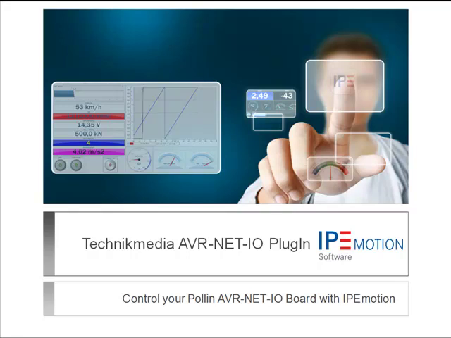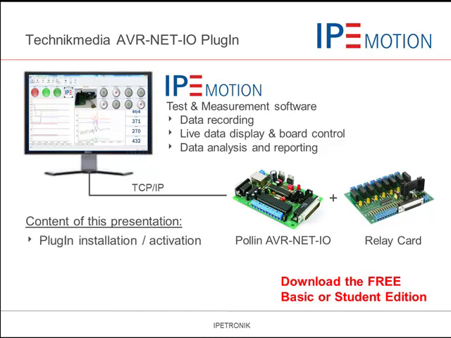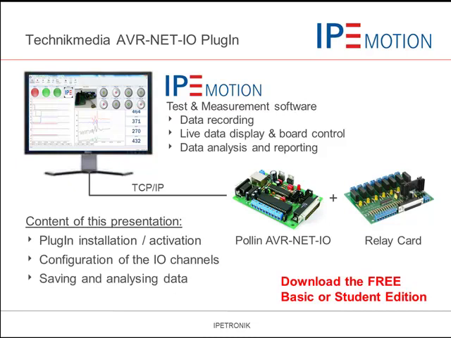This video will demonstrate how to control your Pollin AVR-NET-IO board together with the IPEmotion data acquisition software. IPEmotion is an easy-to-use software for test and measurement applications for data recording, live data display, analysis and reporting. In this presentation we will cover how to install and activate the plugin, how to configure the I/O channels of the board, how to store and analyze the data, and how to build a control interface to operate the board.